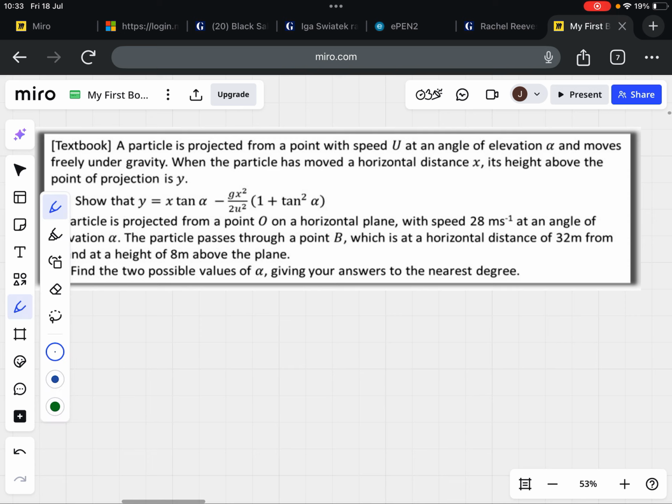The thing that's not obvious about this one is going to be about using x and y, okay? If we use x and y, we can put them in that formula there. X is horizontal distance, so that's like the range then, isn't it? Y is the projection. So yeah, let's get into it then. So show this result here.